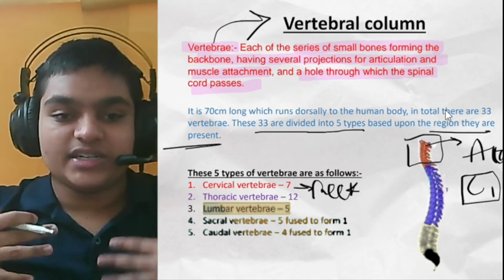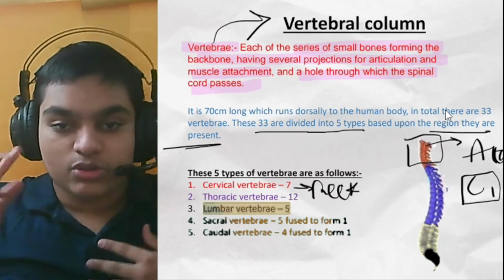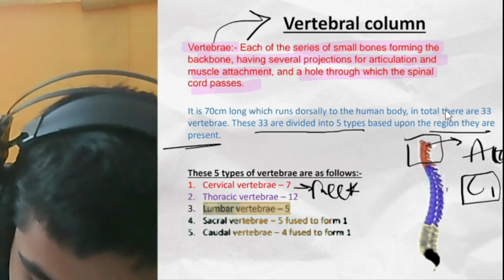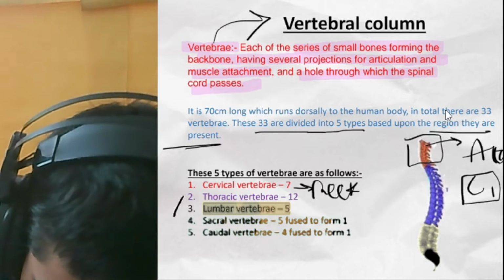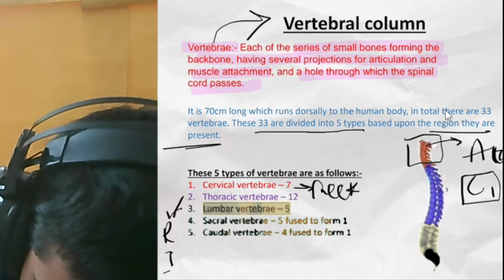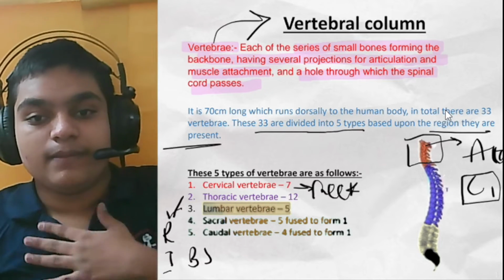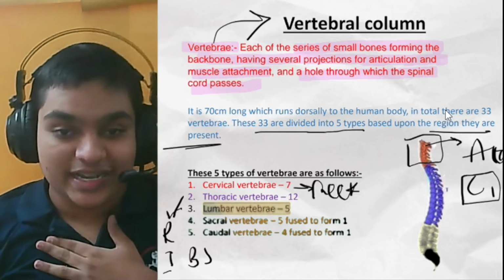Now, if they are present in the thoracic cavity where ribs are present, they are called thoracic vertebrae, and there are 12 in number. These are present in the thoracic cavity, near the ribs, dorsal side to the ribs. There are 12 vertebrae called thoracic vertebrae.